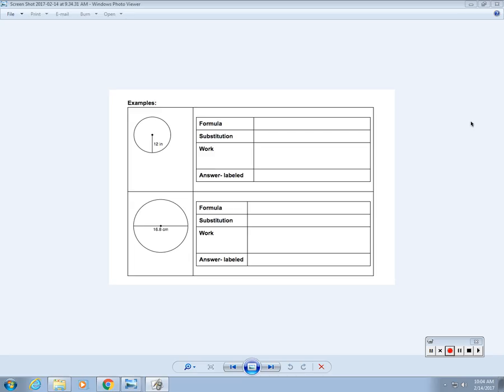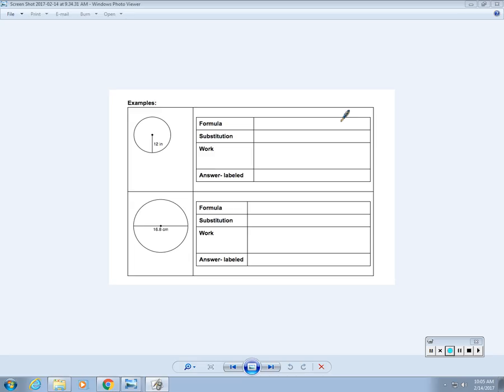Okay, so on this first example, what part of the circle do we know? The radius. So we know that r is going to be equal to what? 12 inches. So which formula do we need to use to find the circumference of the circle? C equals 2 pi r. Very good.